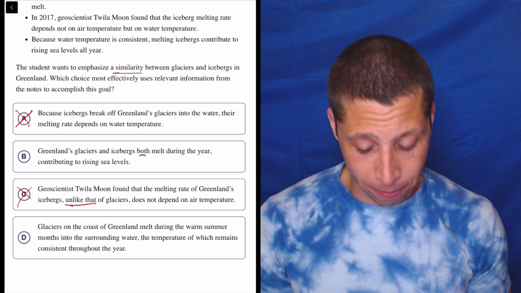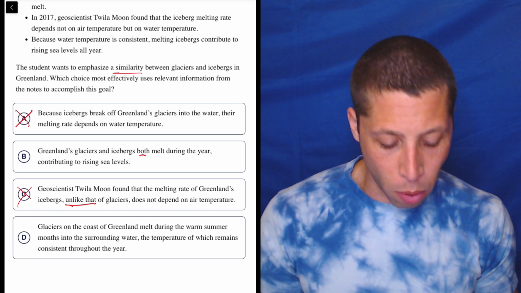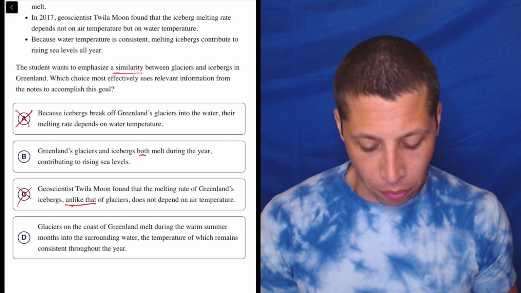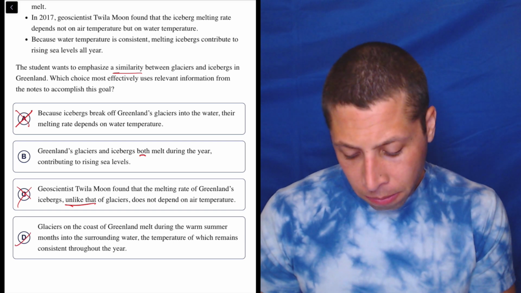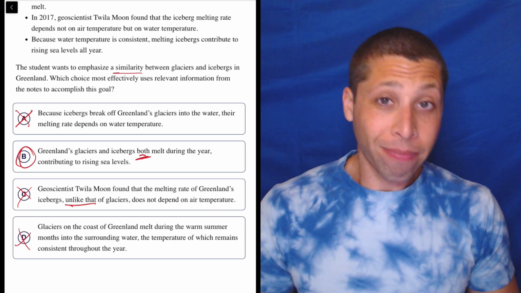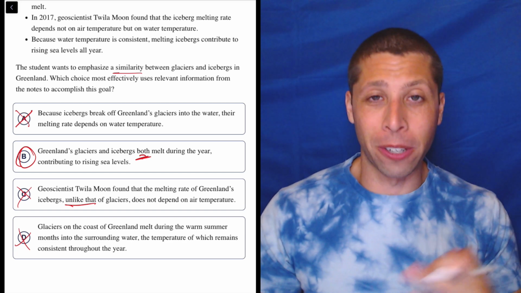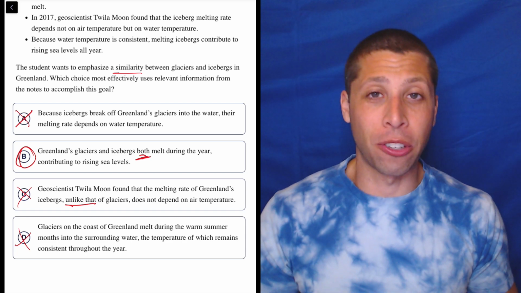We want a similarity. D, glaciers on the coast of Greenland melt during the warm summer months into the surrounding water, the temperature of which remains consistent throughout the year. This doesn't talk about icebergs at all, so we're missing half the question. So yeah, it is B, but notice, they ask for a similarity and then they use a very clear similarity word, right? So this is why these outline questions can be so easy.